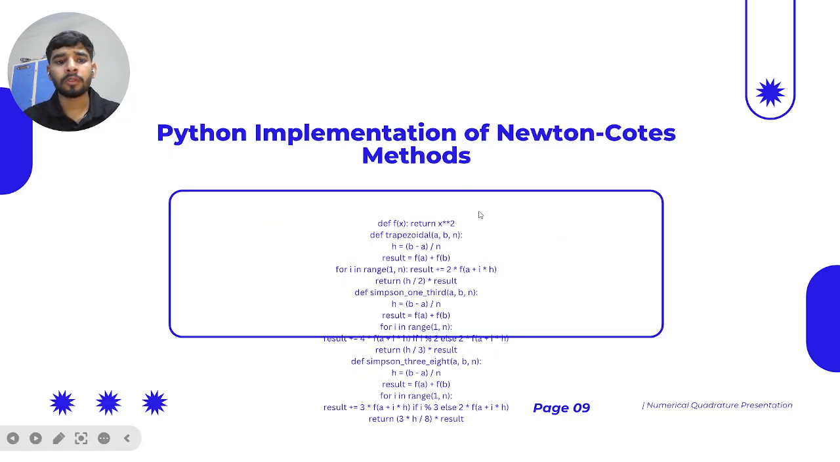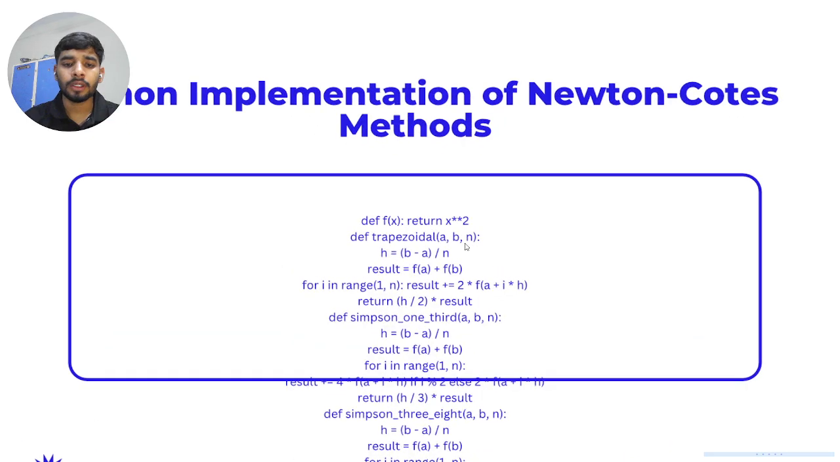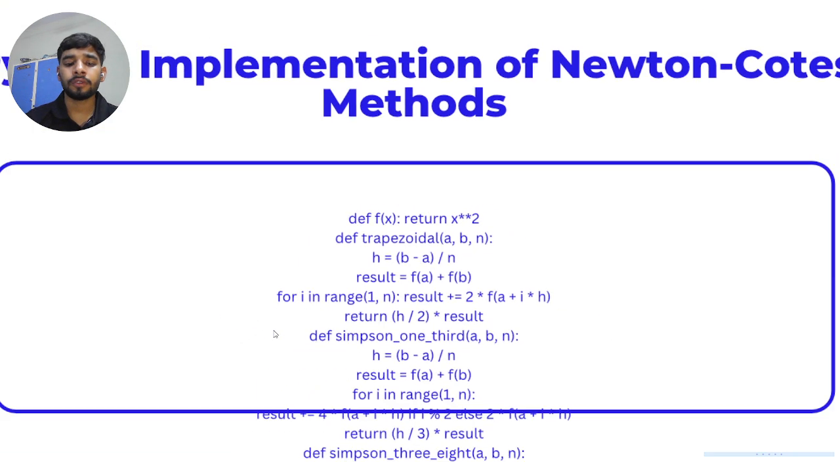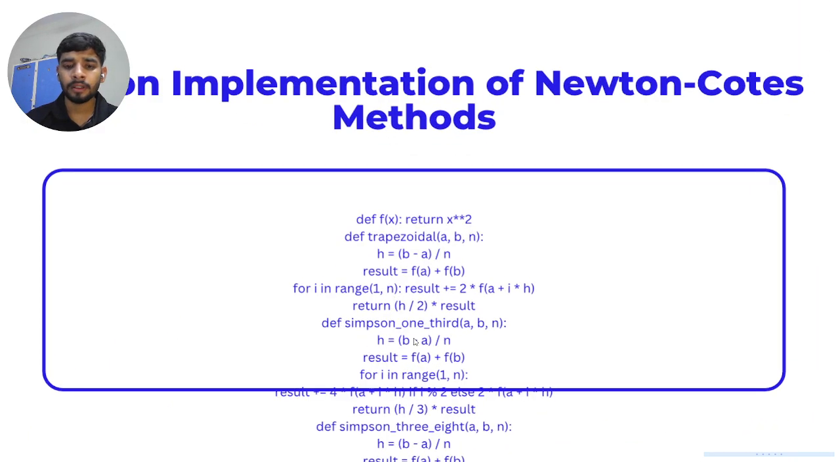Now here is the formula to implement the Newton-Cotes methods. Here we define the function f(x), which returns the value of x squared. For trapezoidal, we define a function def trapezoidal where we give arguments a, b, and n. Here first we calculate h, the difference (b minus a) by n, and then in result we put f(a) plus f(b). For i in range 1 to n, the result plus equals 2 into f(a plus i into h).